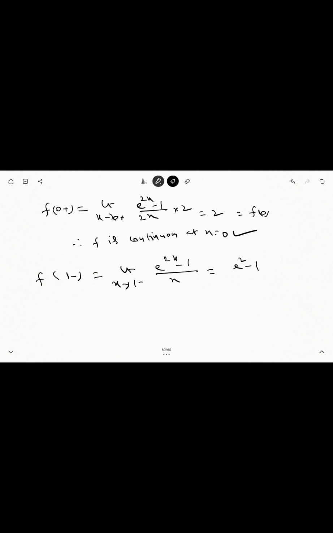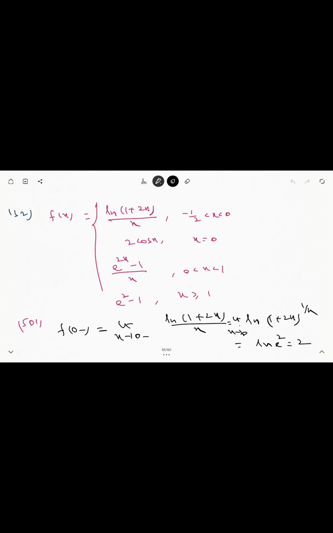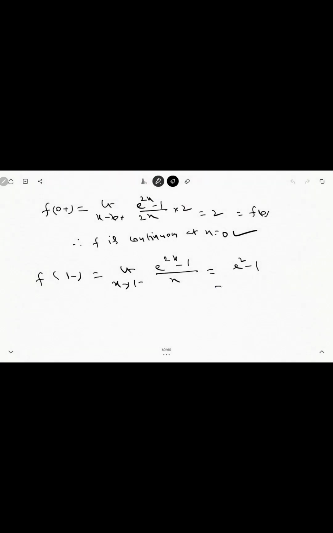What about f1? f1 is also e square minus 1, because it is constant. So it is also continuous at 1. Another option: f is continuous at x is equal to 1. It is option B. Now differentiation, the derivative, you have to see there.